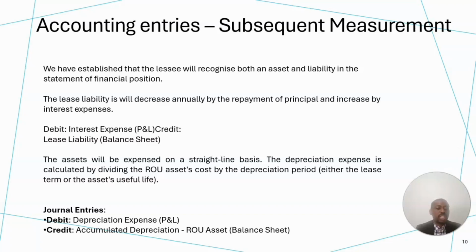Okay, the accounting entry for that is you debit your depreciation expenses and you credit accumulated depreciation. So we'll be looking at all of these in detail, but this is just giving you a foundation of how to calculate your right of use assets and how to recognize it in your books of accounts.